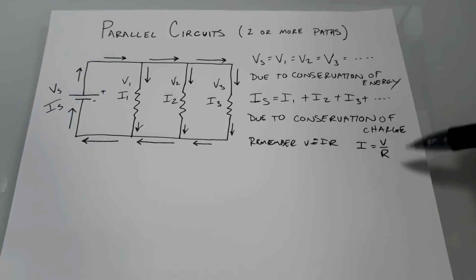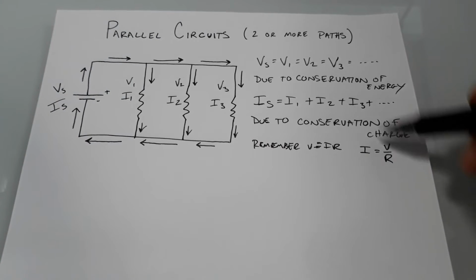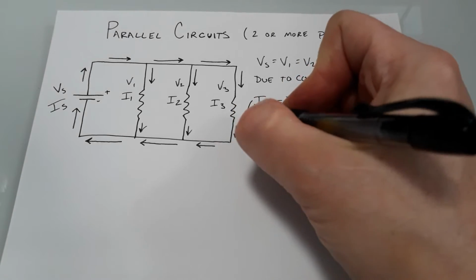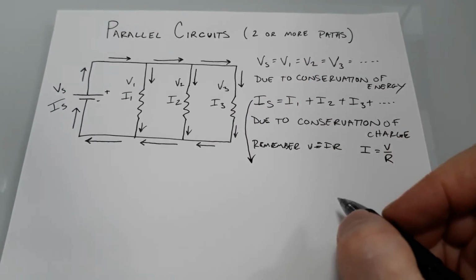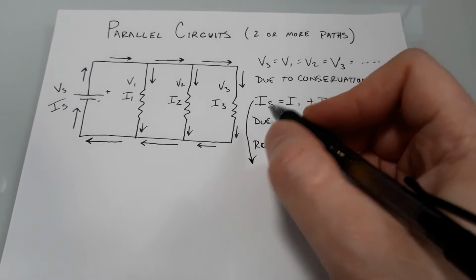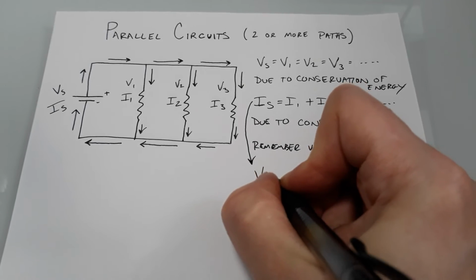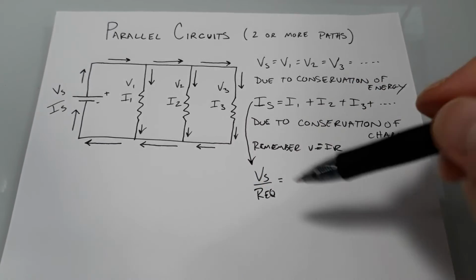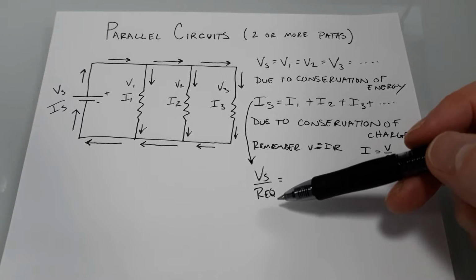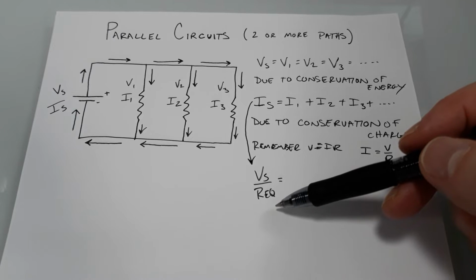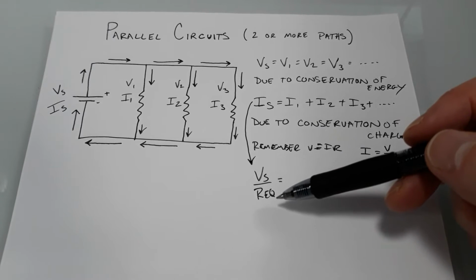So what I'm going to do is make a substitution in here for all of these I's. I'm going to rewrite this statement, but this time I'm going to replace it with V over R. So I_S would be replaced by V_S over R_EQ. And just a quick comment about this R_EQ. This is not a property of the battery. Okay, it's not a property of the battery. There is something called internal resistance, and we will look at it in future videos.